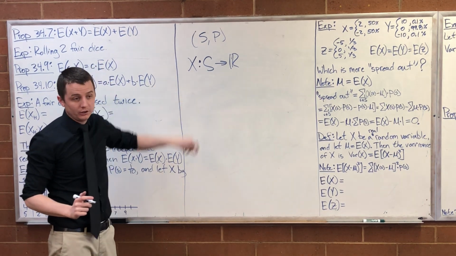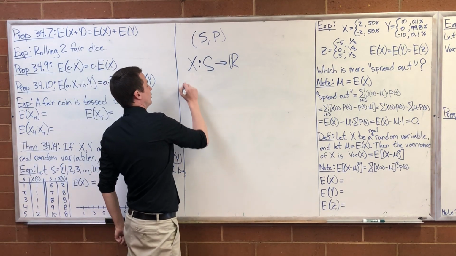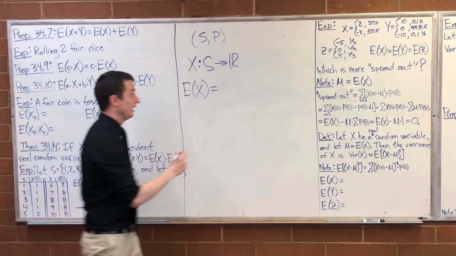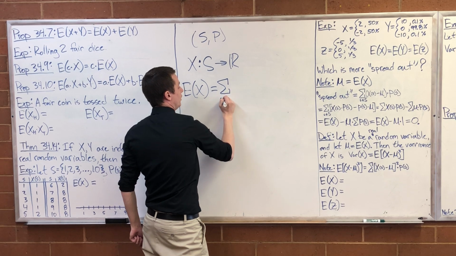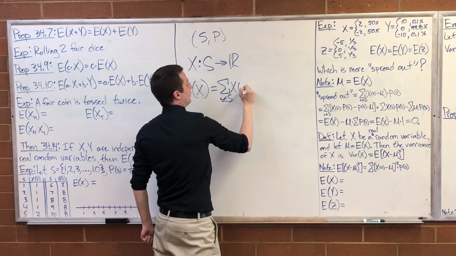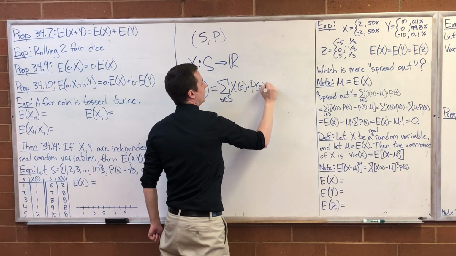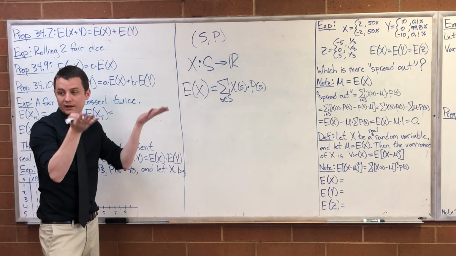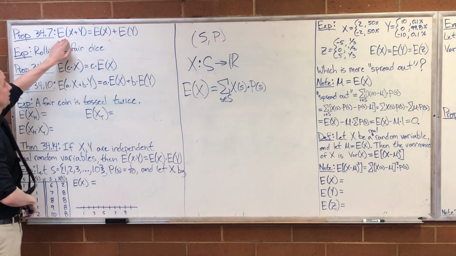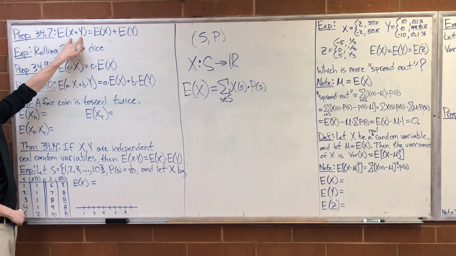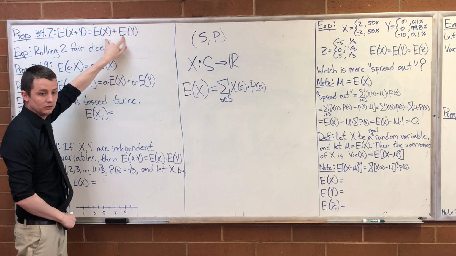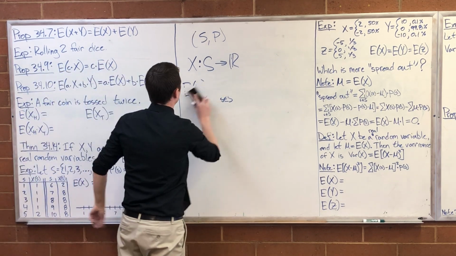Now, we love real random variables because we're able to calculate what's called their expected value. And what is the expected value of X? It's equal to the sum for all little s in big S of X of s times the probability of s. That all make sense? And that gets us right back to where we're ready to take off. What we're going to prove now is that if I have two real random variables, X and Y, then the expected value of their sum is equal to the sum of their expected values. Let's prove this real quick.